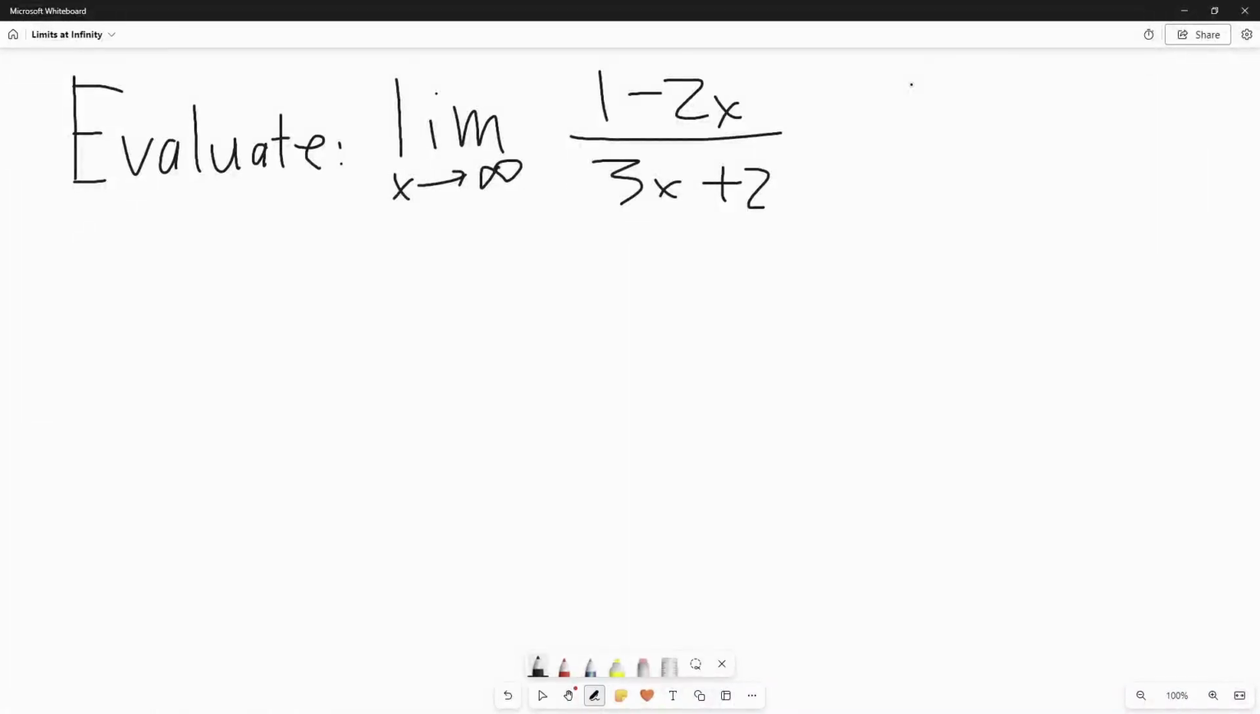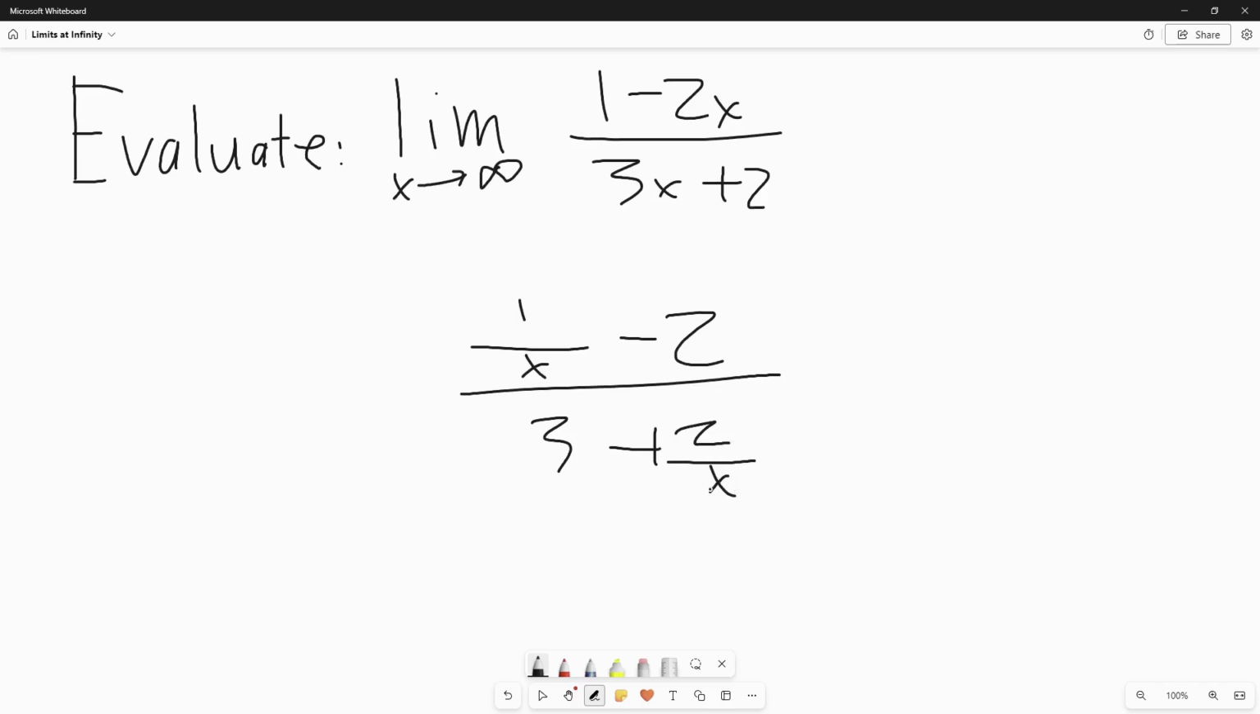Now let's get into some practice problems. This one says to evaluate the limit as x approaches infinity of (1 - 2x) over (3x + 2). If you think you know how to do this problem, then pause the video and try it. But this problem is pretty similar to the one that I did in the examples. So what we can do is divide both sides by x. So we get (1/x - 2) all over (3 + 2/x).